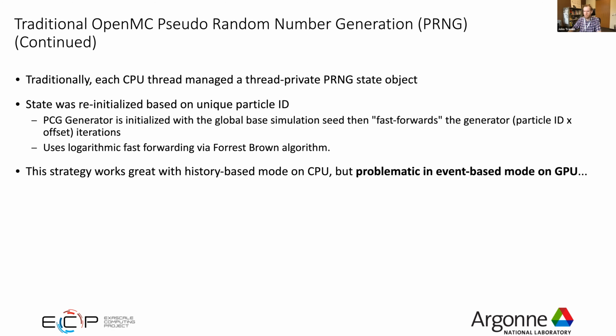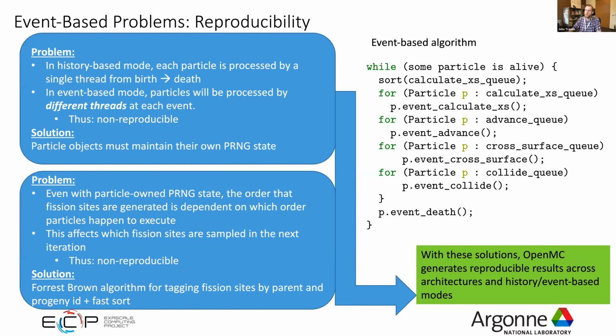But in event-based mode on GPU, we end up with a couple of challenges. In history-based mode, it's fine because each thread is going to serially process each particle from birth to death. But in event-based mode, we have all these different parallel loops, so we have no idea which thread is going to be handling which particle. So if the threads own the random number stream, then we're stuck with a random output that we can't reproduce. The fix there is relatively simple on GPU. We just make sure that each particle object has its own random number state. So that's a very easy fix.